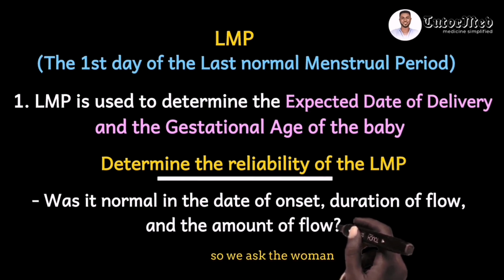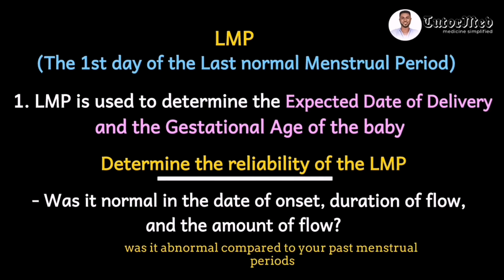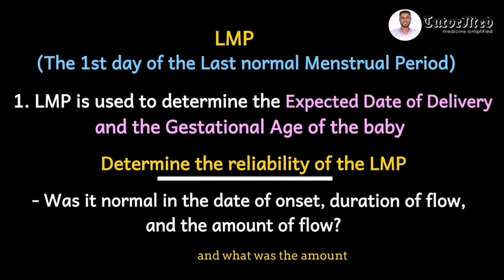So we ask the woman, did it come on the day you were expecting it, or did it vary, or did it come too late, or too early? What was the duration of that flow? Was it abnormal compared to your past menstrual periods? And what was the amount? Did it come too much, or did it flow a little?